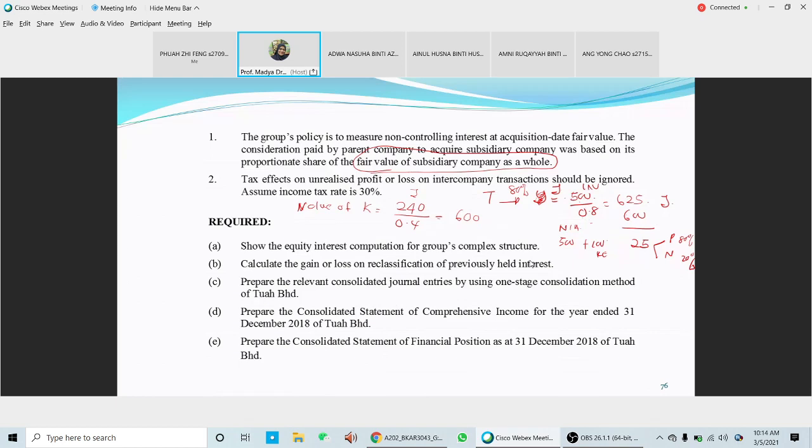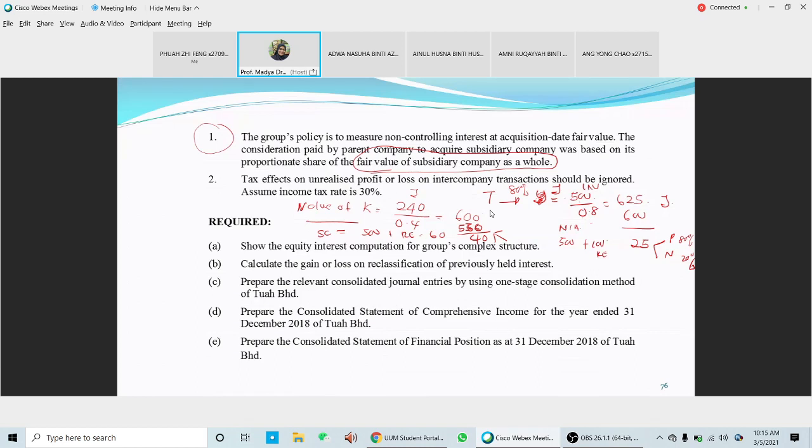What would be the value of the net asset? The net asset that we have in Kasturi is the share capital, which is 500, and then the RE brought forward that we have here is 60. So altogether, you're going to have 560. So the goodwill will be 40, which we are going to allocate later on. The thing that we need to know here is to find the value of the company based on this policy. So the value of Kasturi is 600, and the value of Jebat is 625.